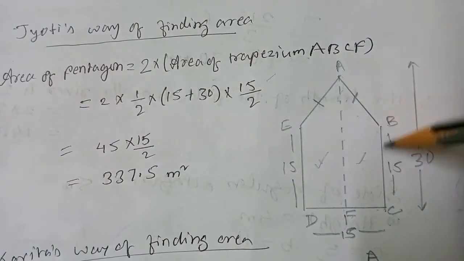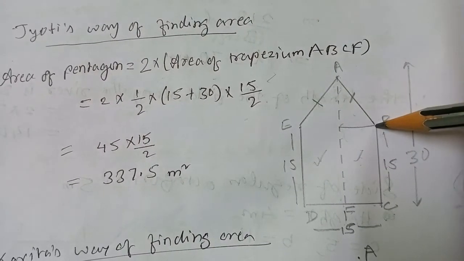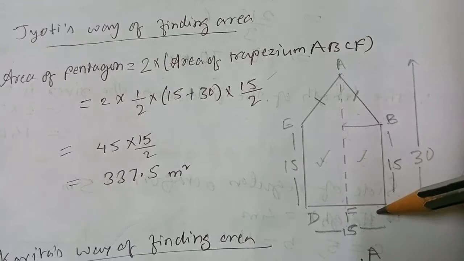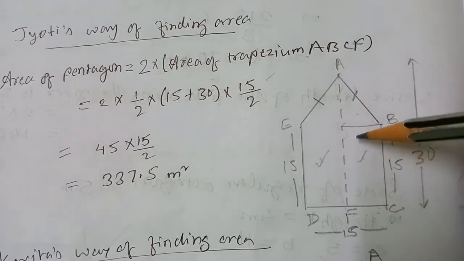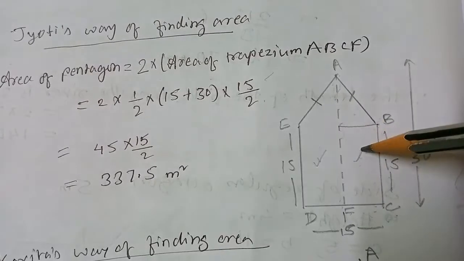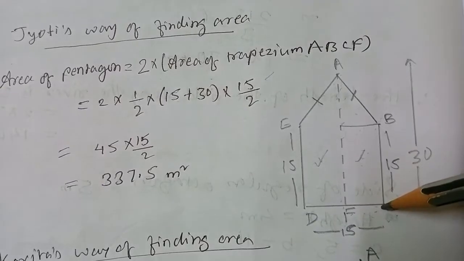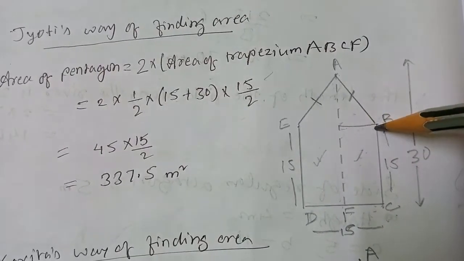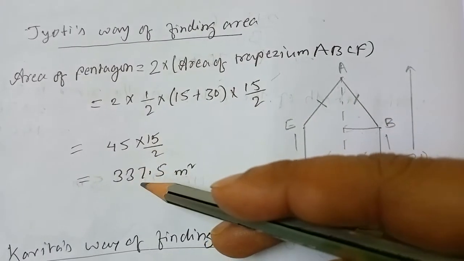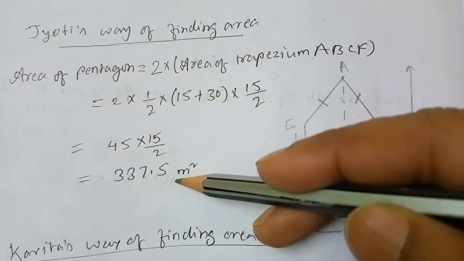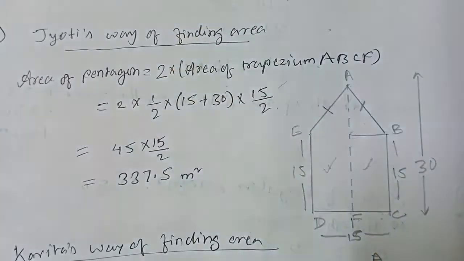How is it 15 by 2? Because this is the height. Okay, this is the height. So this is the total length, 15. Okay, and they are the same parts, so you can divide it by 2. 15 by 2, because these two parts are equal to each other. That's why it is divided by 2. This total length is 15 and half part is 15 by 2. So the height is 15 by 2. After doing the calculation, the area comes to 337.5 meters square. So this is the shortest way that Jyoti has found.